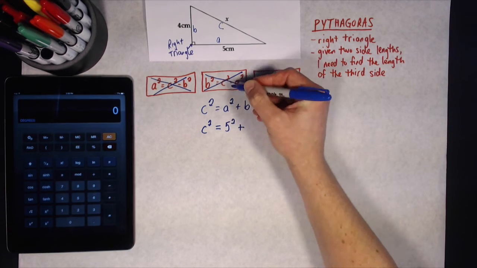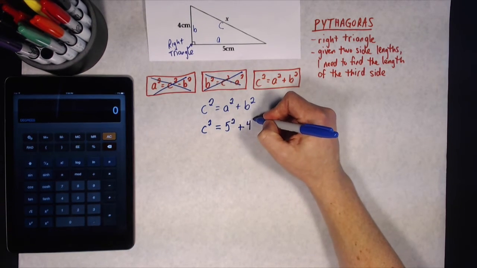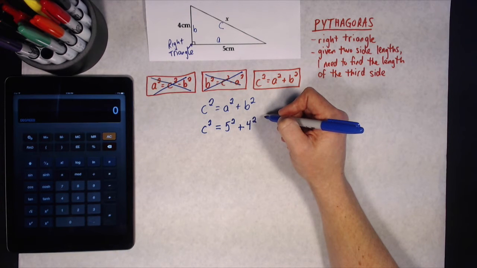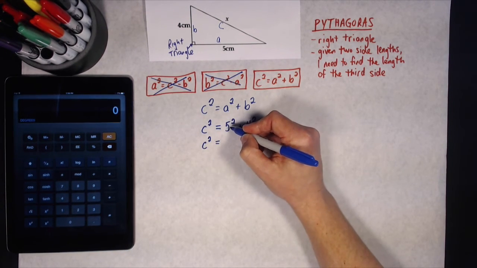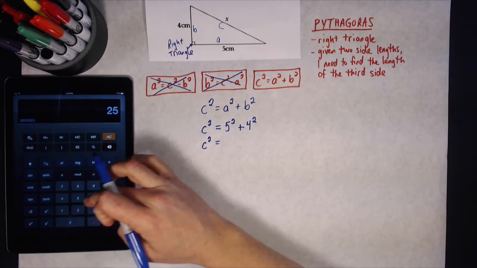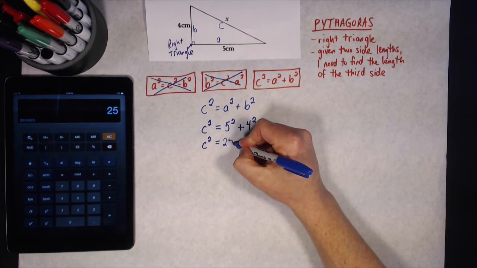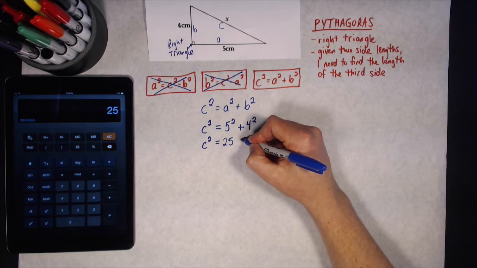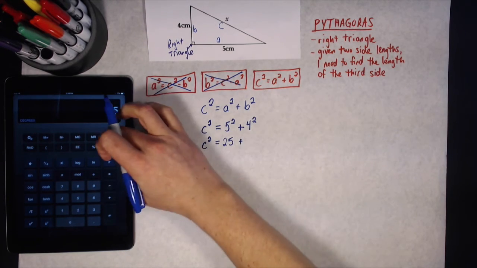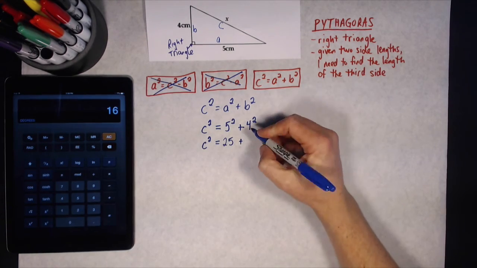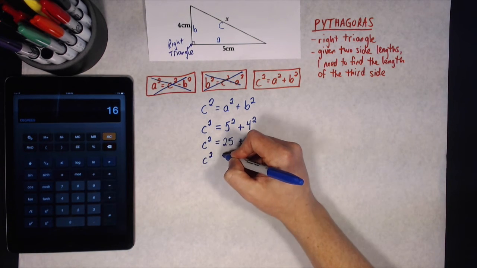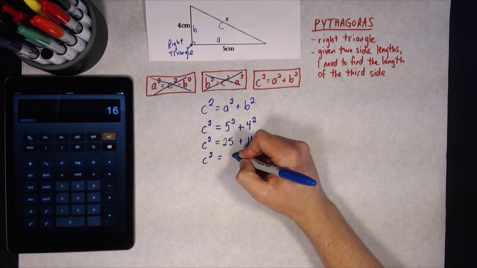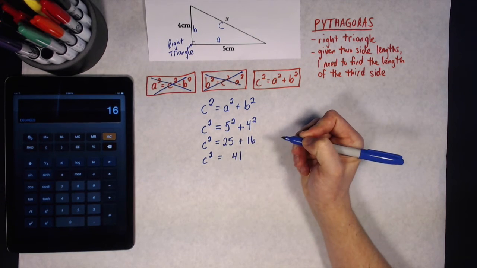And instead of writing b, I'm going to write 4, because that's the measurement I was given. Following the order of operations, the next step is to square both of the known values. So 5 squared gives me 25, plus 4 squared, or 4 to the power of 2, which is 16. So c squared equals 25 plus 16, which is 41.